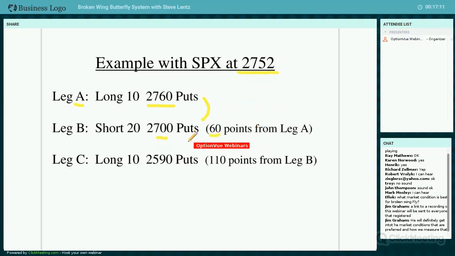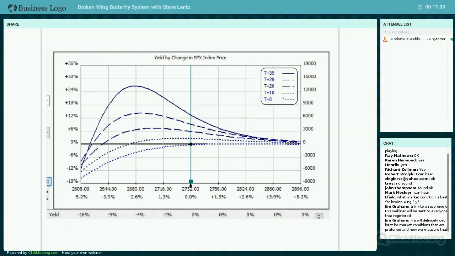Then we go way out of the money to C, 110 points from leg B at the 2590s, so that now you have a much closer relationship from A to B than what you have from B to C. And that's what makes it a broken wing, is that you're breaking off leg C and going way out of there. When you model this, this is where the magic happens. When you model this, there are some huge advantages, and I'm going to walk you through this.